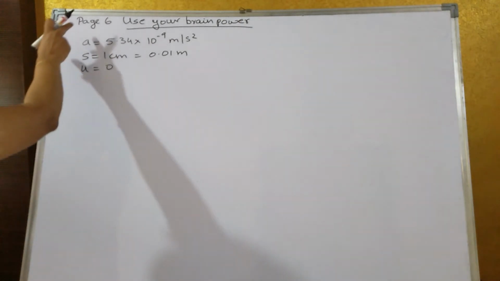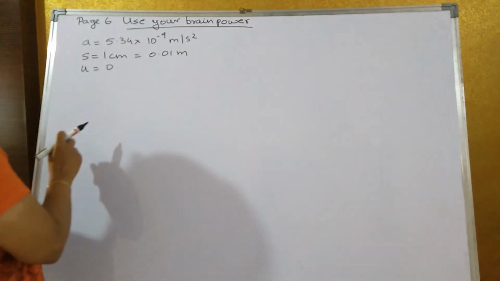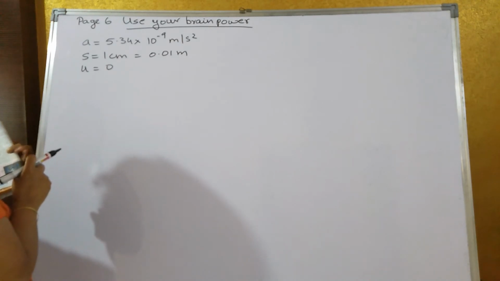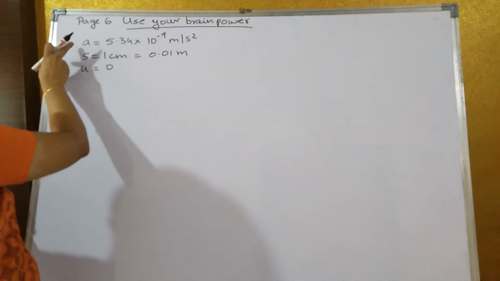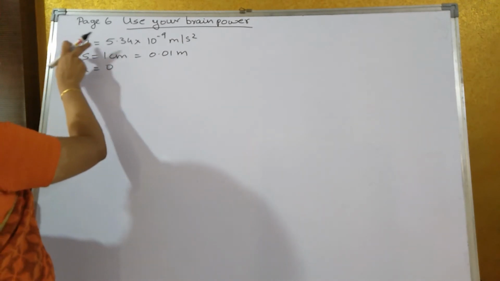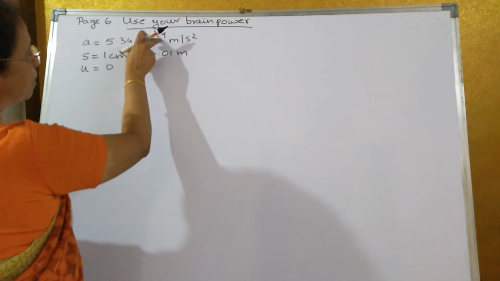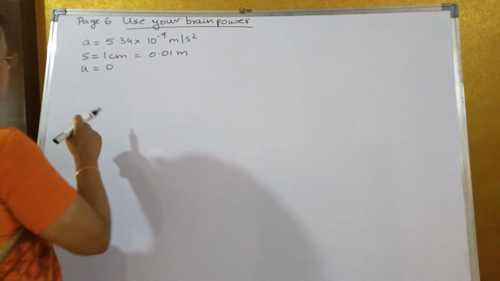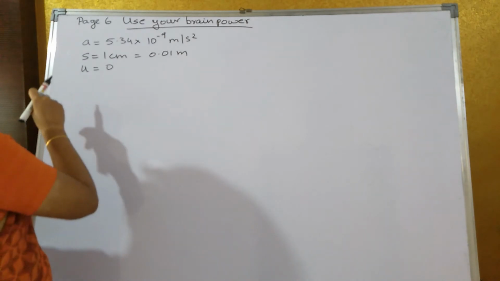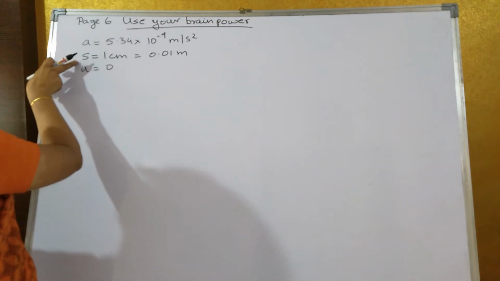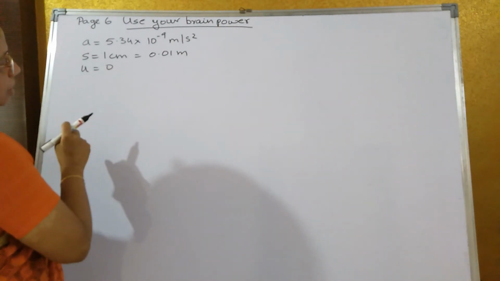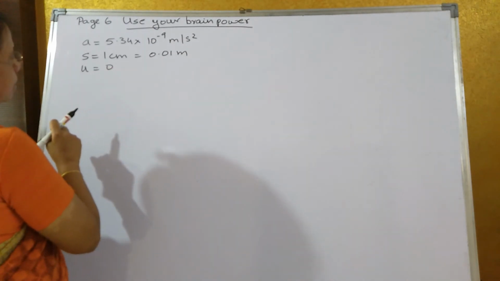Now page number 6, use your brain power. There is one sum which we have to solve. They have said to assume the acceleration in example 2. In example 2 they have already found the value of acceleration, so you have to take the same value. So a is equal to 5.34 into 10 to the power of minus 9 meter per second square. And the distance between Mahendra and Virat is 1 centimeter. So let us take S is equal to 1 centimeter. Convert that into meters, it will become 0.01 meter.